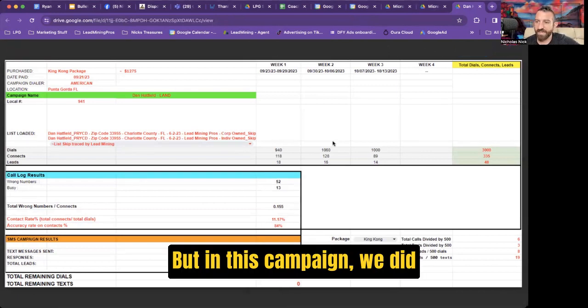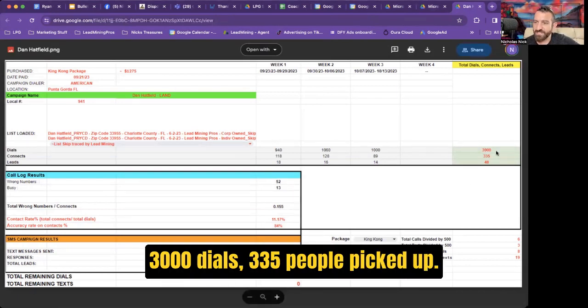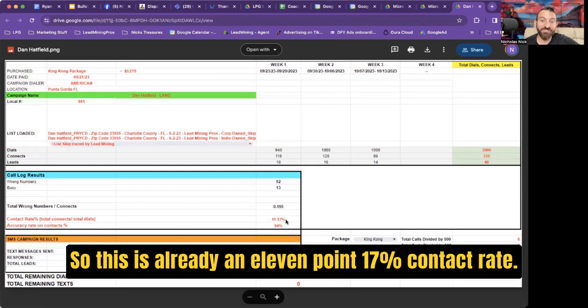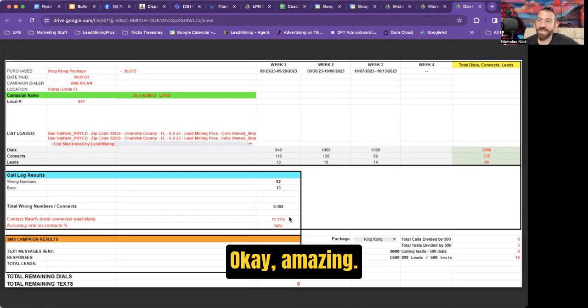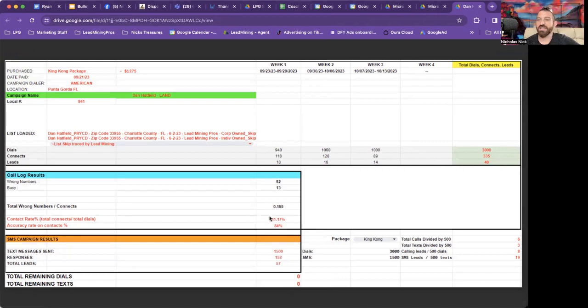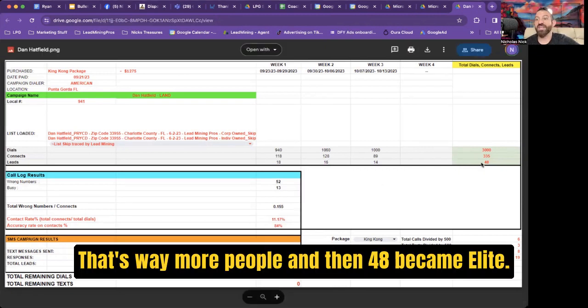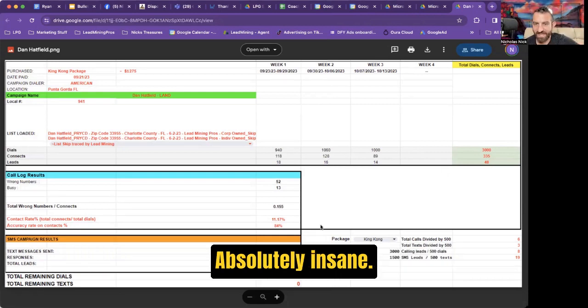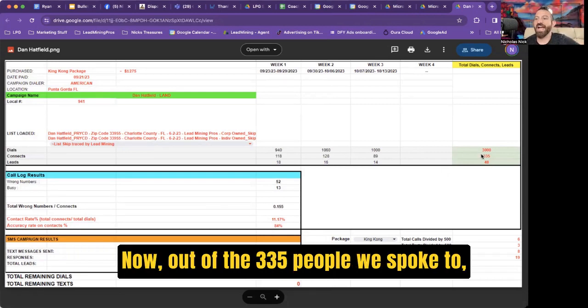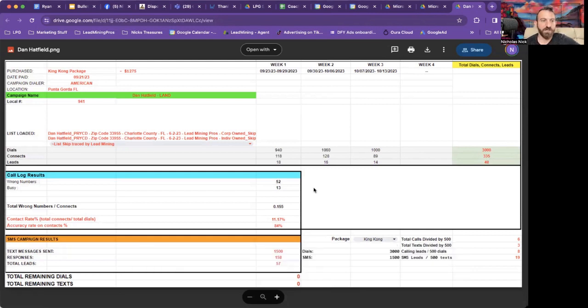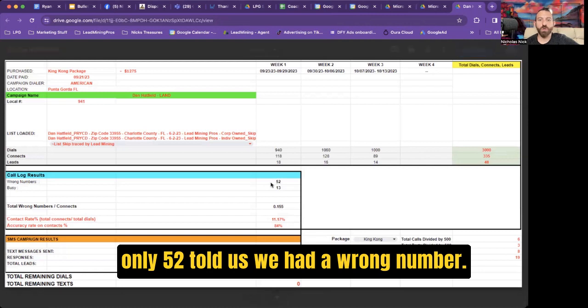But in this campaign, we did 3,000 dials, 335 people picked up. So this is already an 11.17% contact rate. Amazing, amazing. That's way more people. And then 48 became a lead. Absolutely insane.